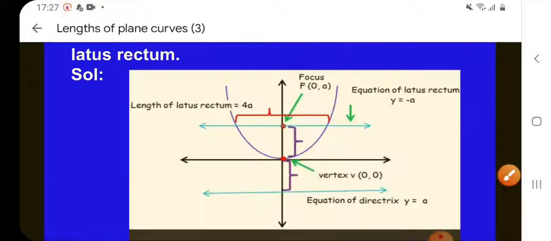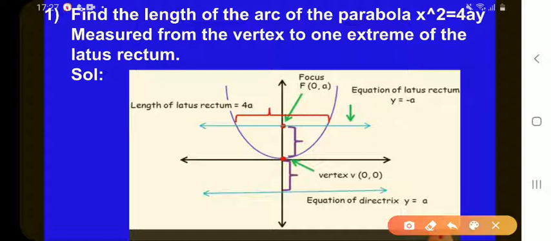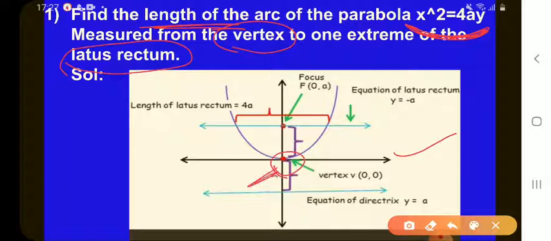First we draw the graph of the given equation. What is the given equation? x square equals 4ay is our given equation. So this is the graph. In this graph, we find the length of the parabola from the vertex to one extreme of the latus rectum. What is the vertex here? V is the vertex. What is the point at V? 0 comma 0 is the point at V.